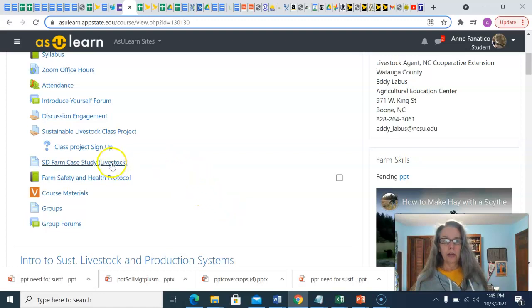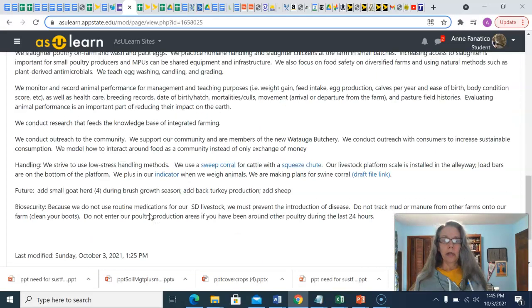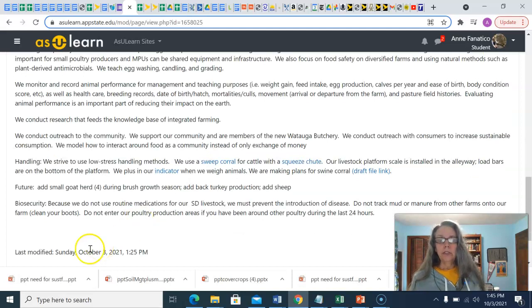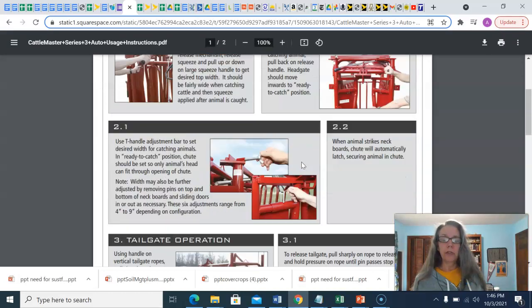We also have our SD Farm case study for livestock. Although we don't have animals at the farm right now, this is a case study of what we intend to do, what we've done in the past, and then I also had some useful resources here in the case study for you about how our squeeze chute operates.